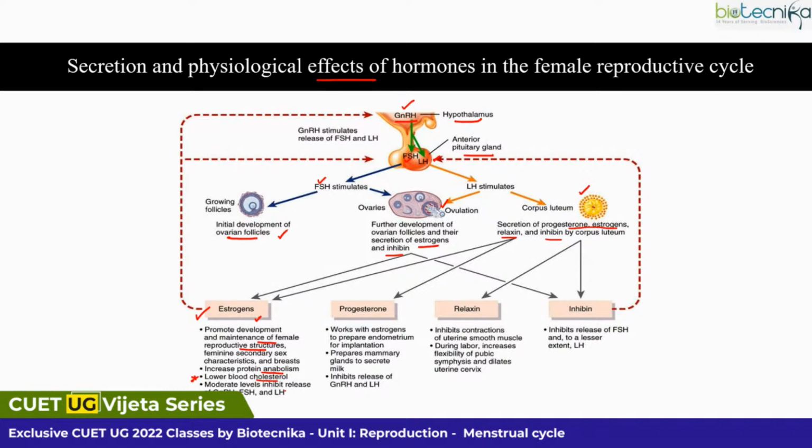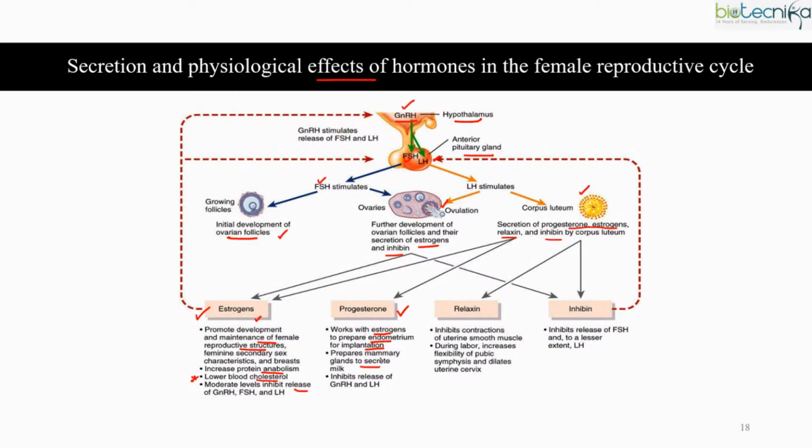Then moderate levels of estrogens show a negative feedback where they can inhibit the release of gonadotrophin releasing hormone, FSH and LH. Okay, then next is your progesterone. We spoke about progesterone. Basically it helps in maintaining pregnancy. It works with estrogens to prepare the endometrium, so it helps in implantation. It also prepares the mammary glands for milk secretion, and it can inhibit the release of gonadotrophin releasing hormone and LH.